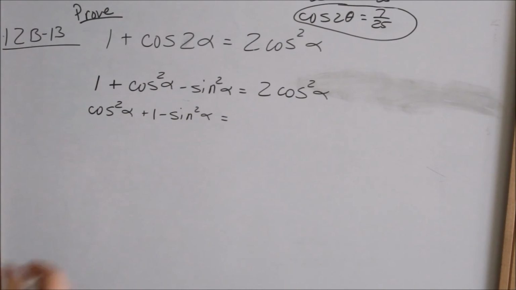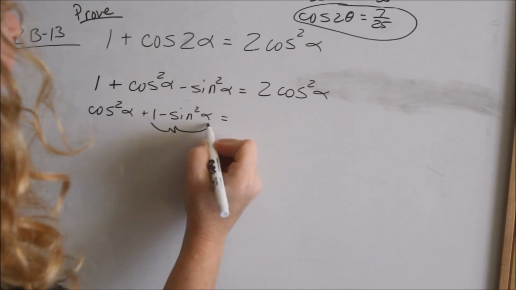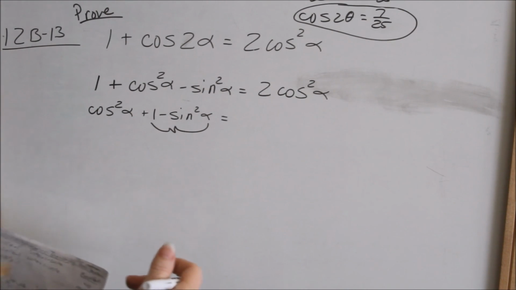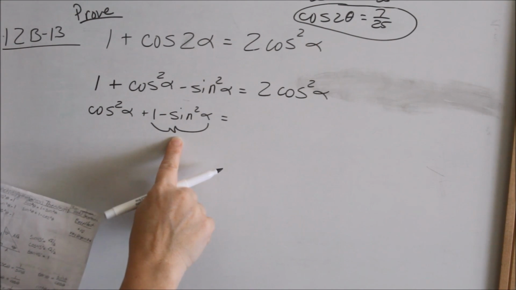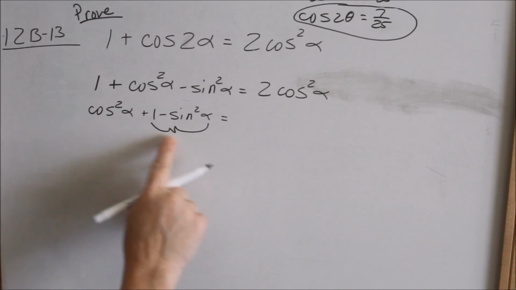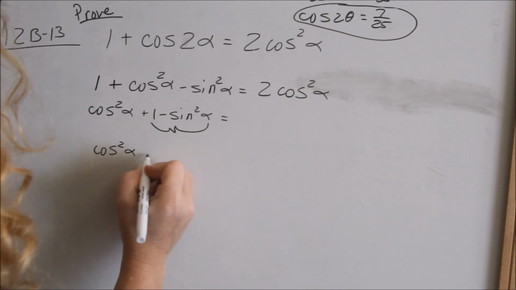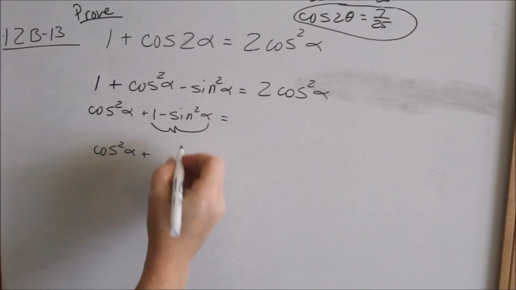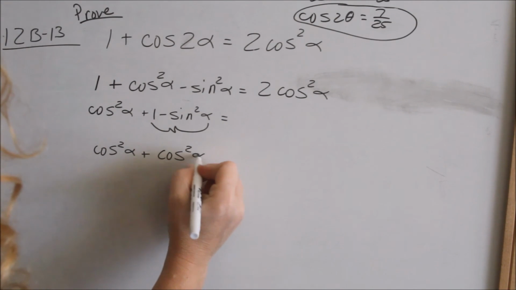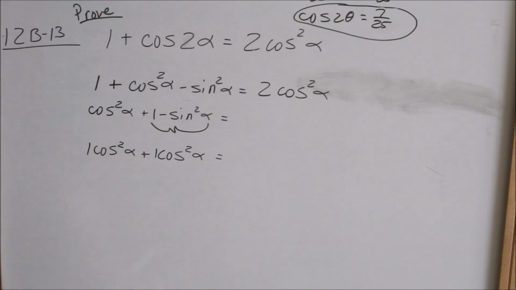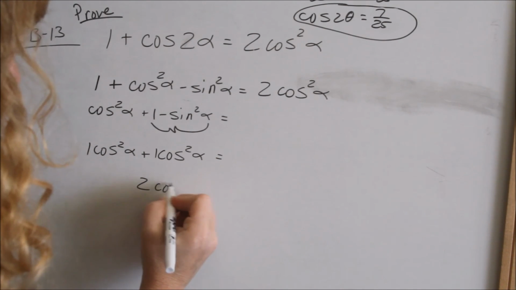Okay, now look at this. And look at your formula sheet. Can you change 1 minus sine squared alpha into something else? Yes. 1 minus sine squared alpha actually equals cosine squared. So here we still have this cosine squared. But looking at your formula sheet, this whole thing actually also equals cosine squared. Okay, so now I've got one of these plus one of these is 2 of these.